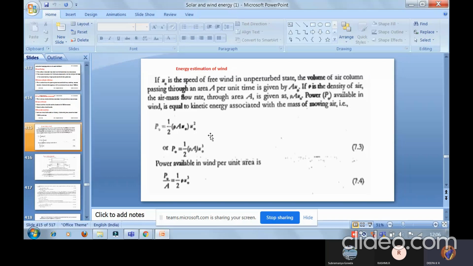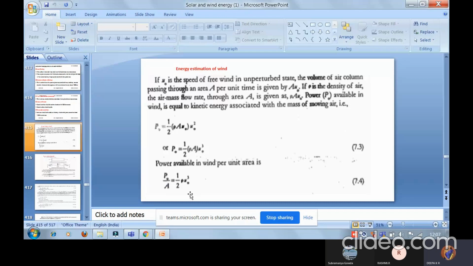So P naught is equal to half into rho A u naught into u naught square. You can write a simplified version: rho A into u naught cube. But you want to find power with respect to area, so take that A to the left side and your answer will be half rho u naught cube. So the power available per unit area can be written as half into rho into u naught cube, and u naught is nothing but the speed of the wind in the uninterrupted state.